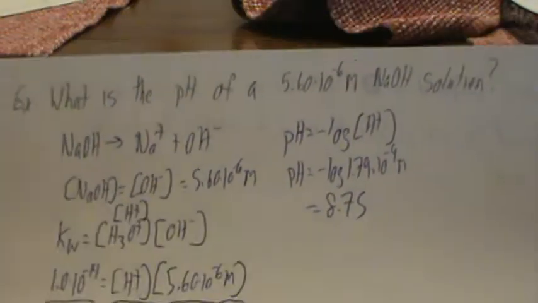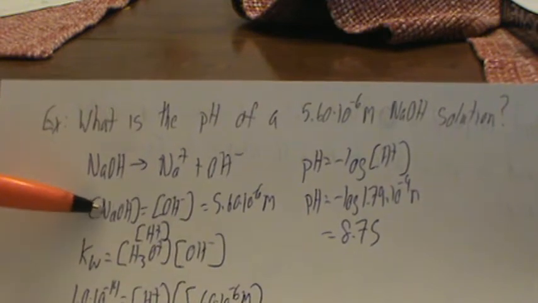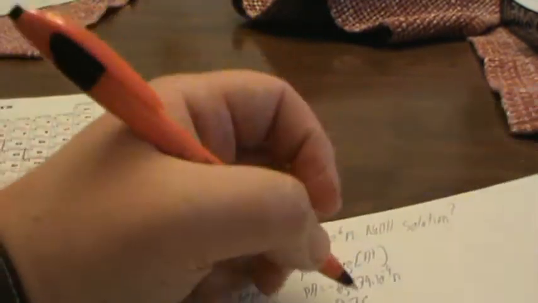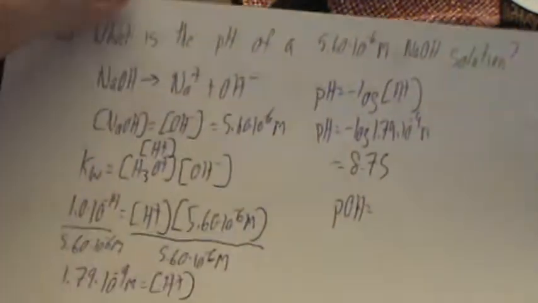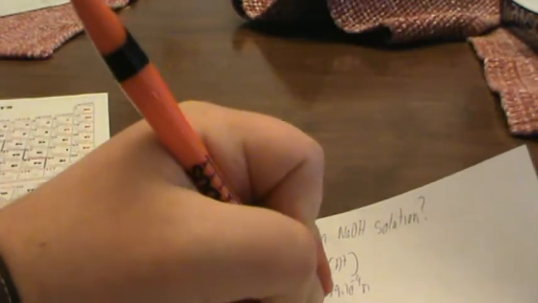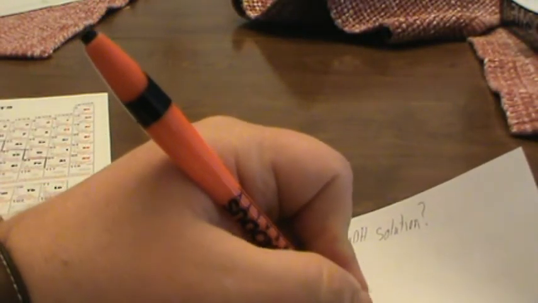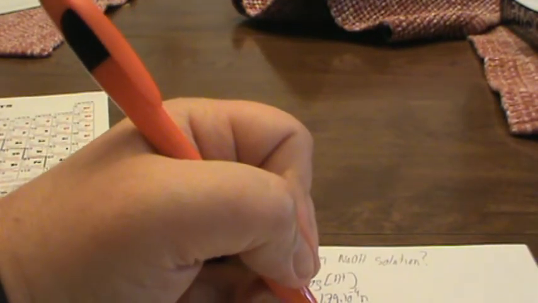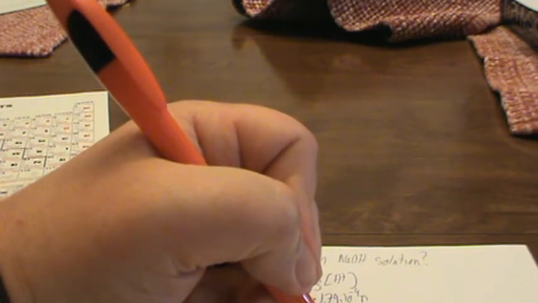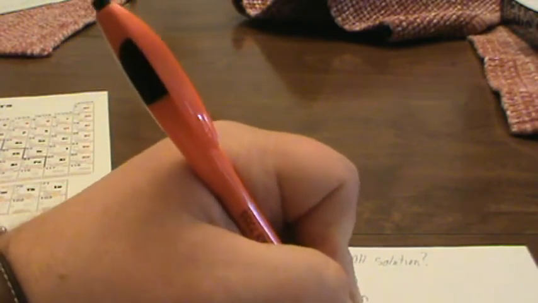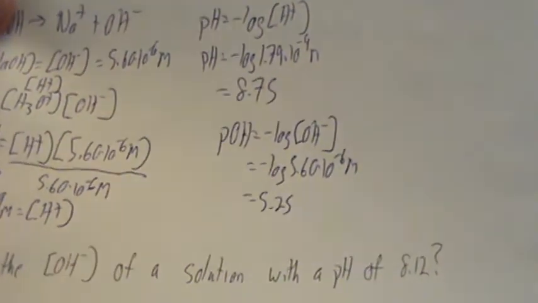Next, the other route that we can take, we're going to go back here since we said the sodium hydroxide concentration is also equal to the hydroxide concentration. We're going to start from there. We can find our pOH first. So pOH is equal to negative log of the hydroxide ion concentration. Negative log 5.60 times 10 to the negative 6 molar. Negative log 5.60 times 10 to the negative 6. And come up with 5.25.